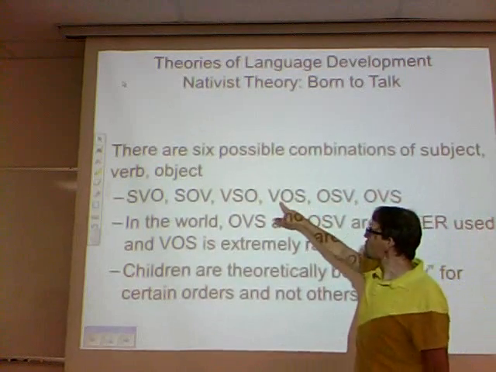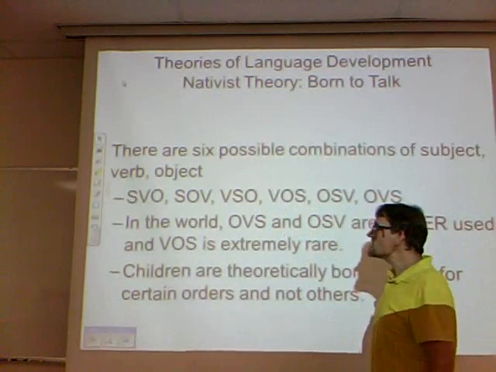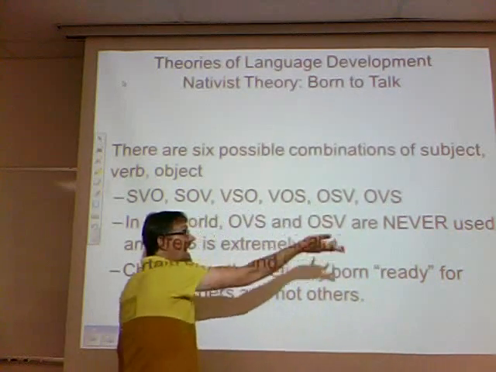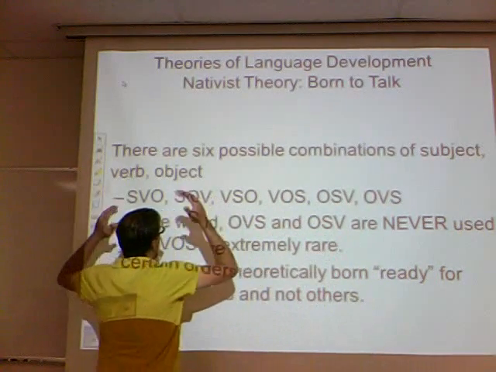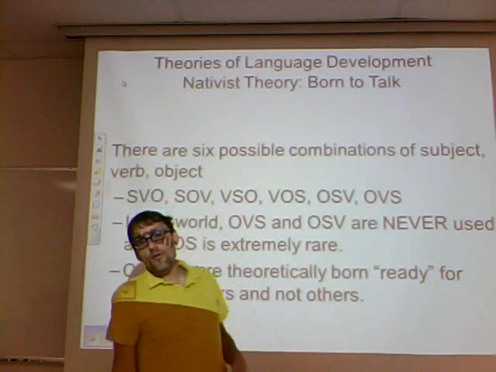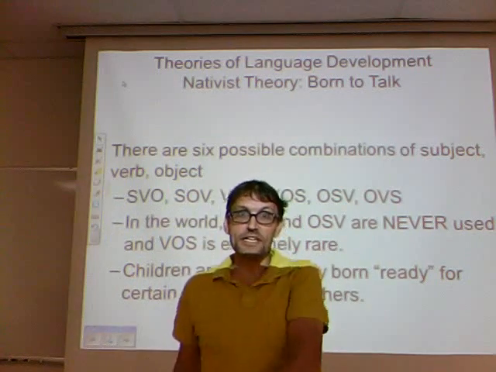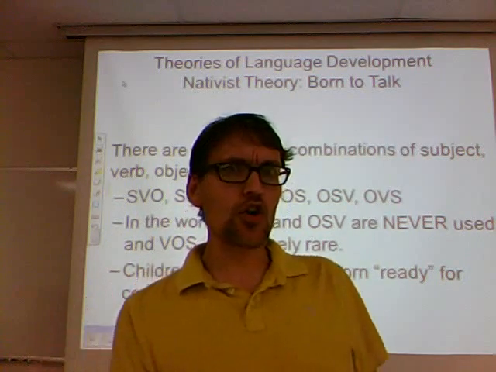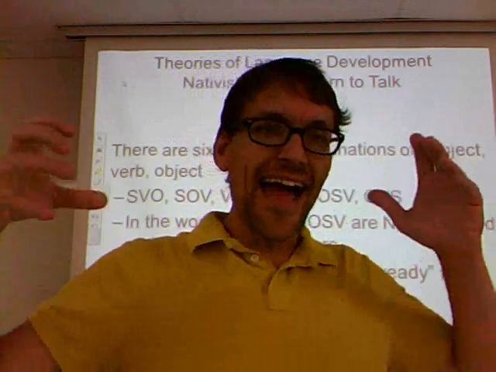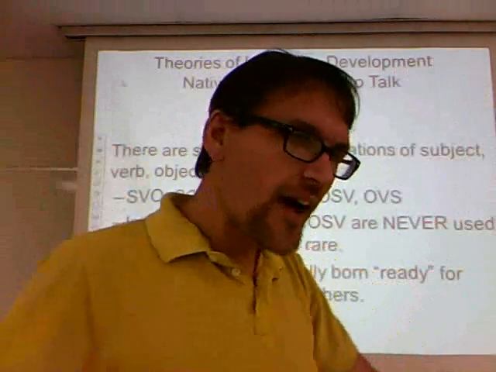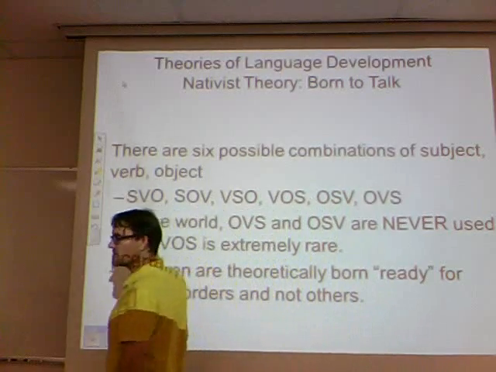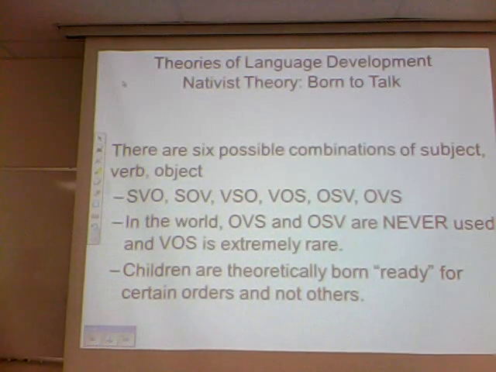And VOS, this one is incredibly rare. So basically, of the 1.5 million languages that could possibly have these 6 combinations, really only 3 of them pop up. Because theoretically, as Chomsky says, we're ready to learn certain things and just not ready to learn others. We have this hardwired inborn device which is screaming out for input, and this is the input that humans have created.